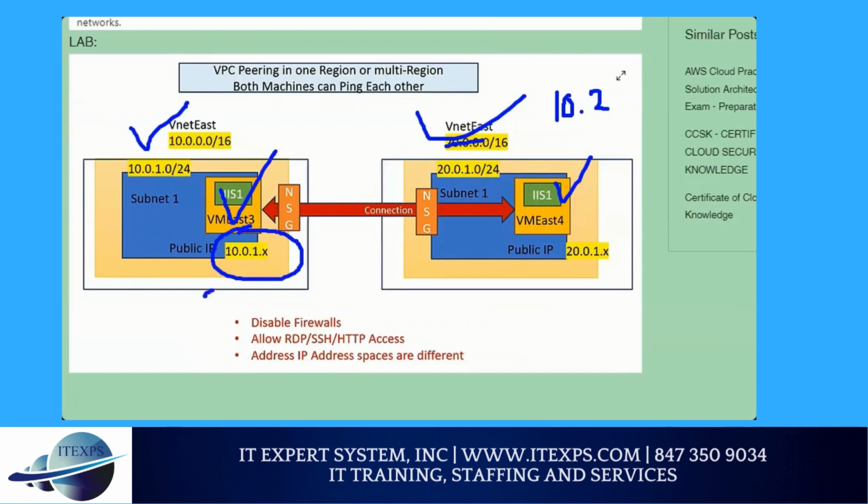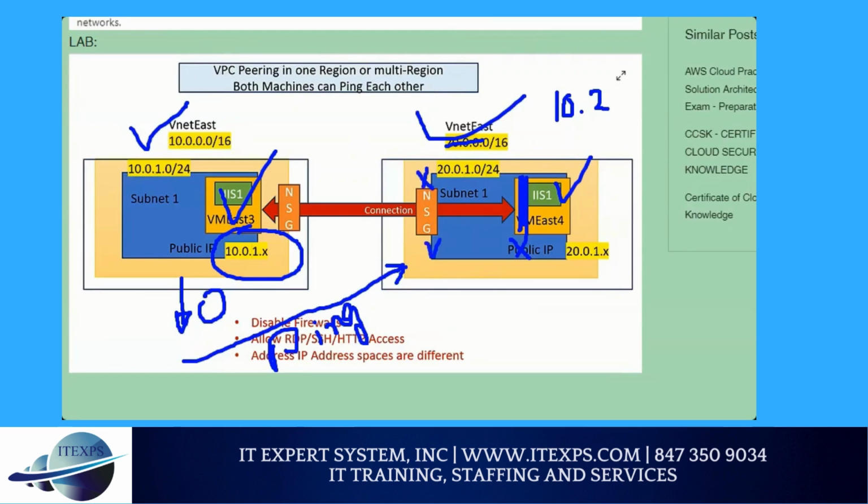So even from this machine, when I do RDP, I'll download RDP and try to connect. I'm trying to ping. It won't work. The reason it won't work, there are two issues. Issue number one, this one has a firewall, so we will disable the firewall. The second issue, NSG does not allow ping traffic.